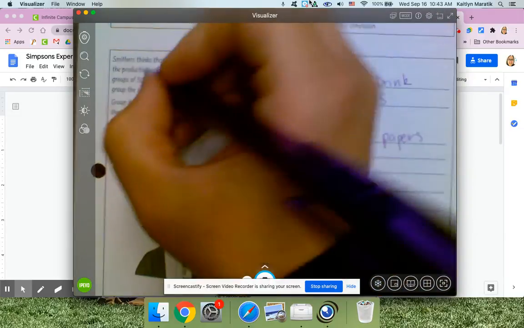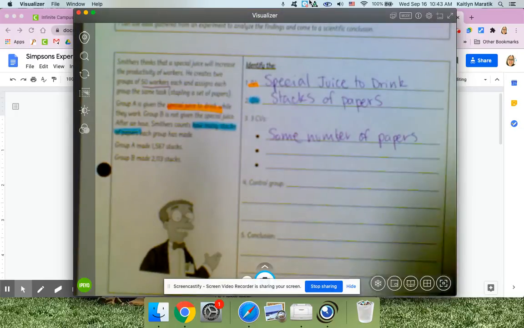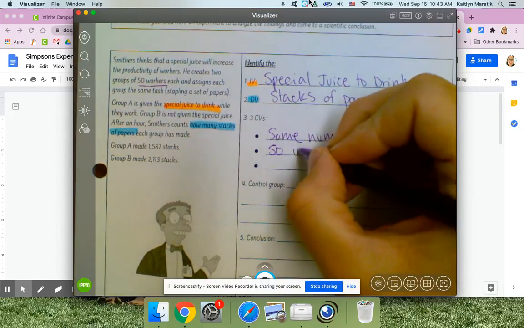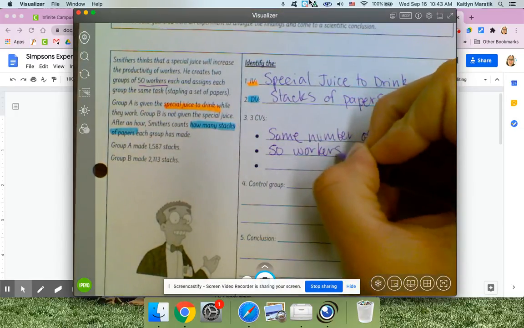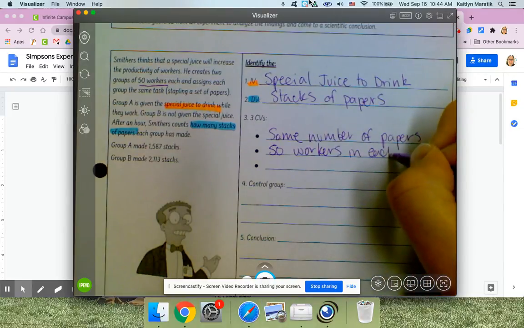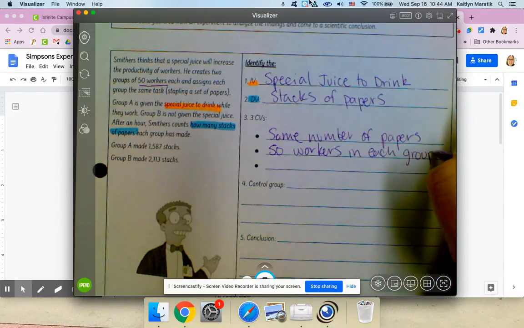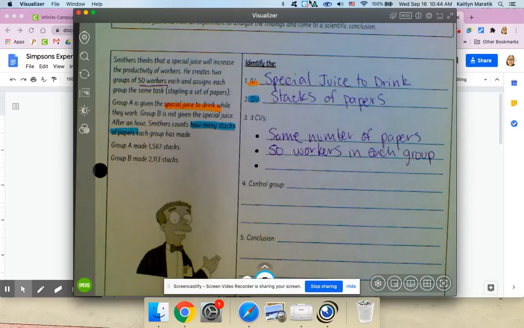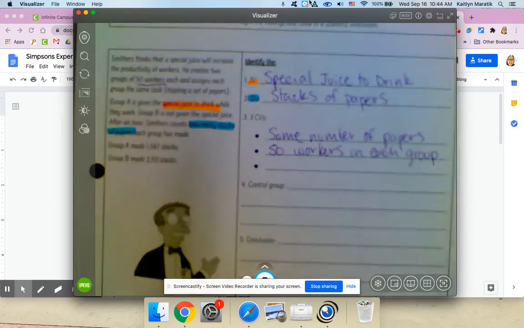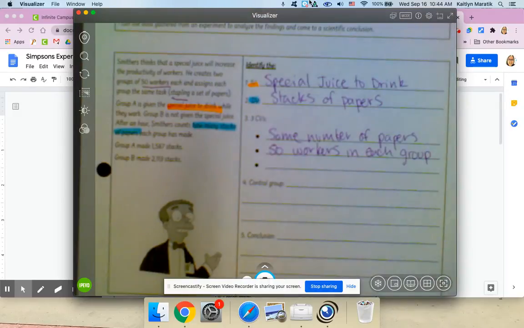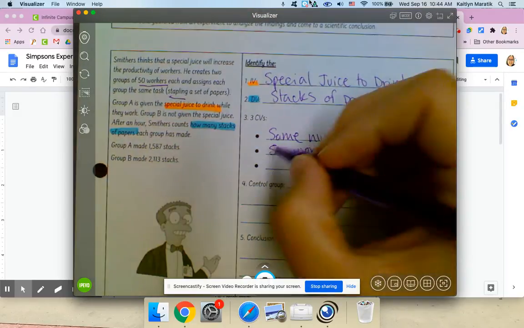He already says it in here that he's got 50 workers in each group. That's a pretty good amount of people to have, 50 people. It's not like he's just doing it with 4 people. And they're stapling a set of papers. So we probably want to make sure they all have a good stapler.